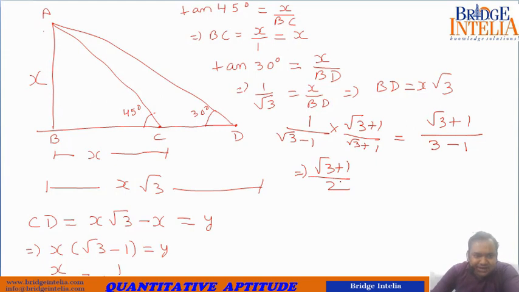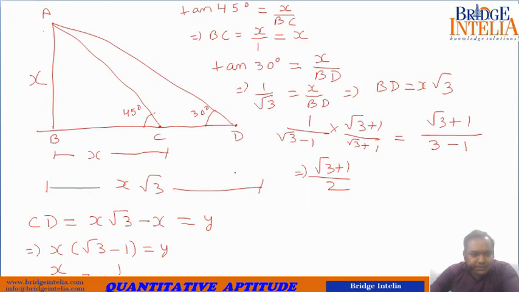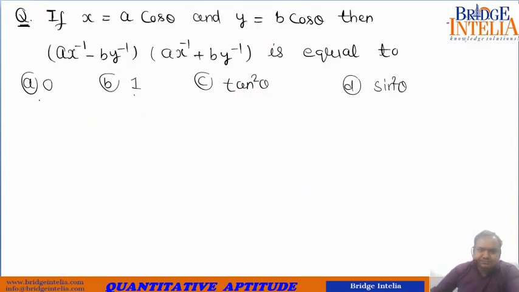So let's see if that is an option. Root 3 plus 1 by 2 is an option indeed. So this is the correct answer. Now let's move to the next one.